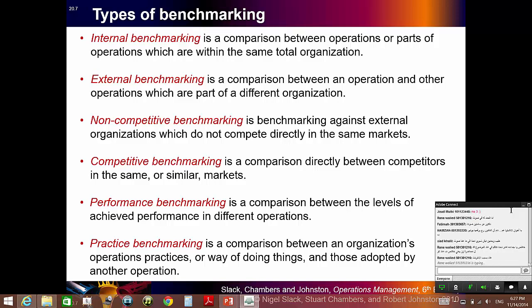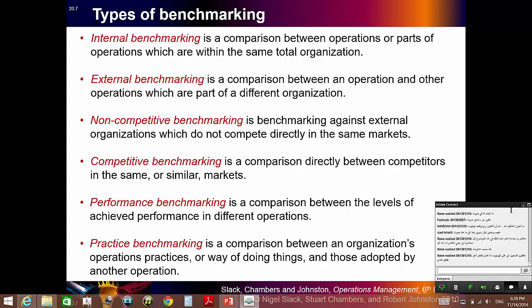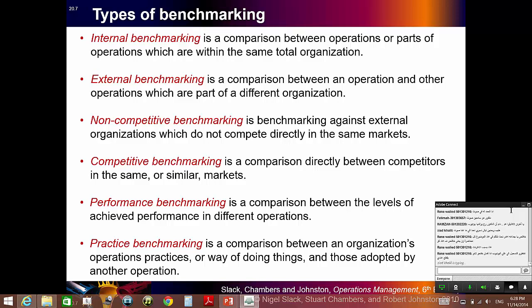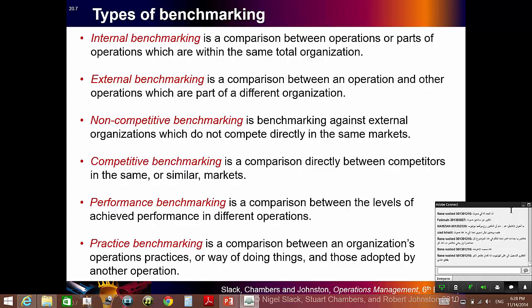Okay, so the first type of benchmarking is the internal benchmarking. The internal benchmarking relates to comparing one process in our organization with another process in the same organization. So in the internal benchmarking, we are comparing two processes in our organization. And this is helpful in finding the problems in our organization.